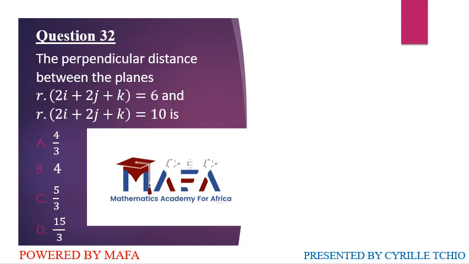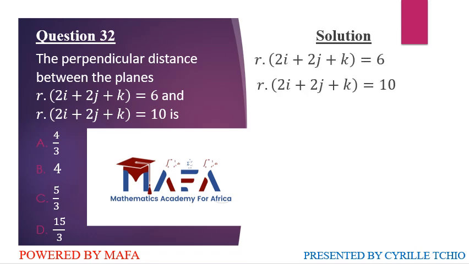That's question 32. It says the perpendicular distance between the planes r dot (2i plus 2j plus k) is equal to 6 and r dot (2i plus 2j plus k) is equal to 10 is... We need to find the perpendicular distance between two planes. Let us see how we are going to proceed with this. We are given these two planes.